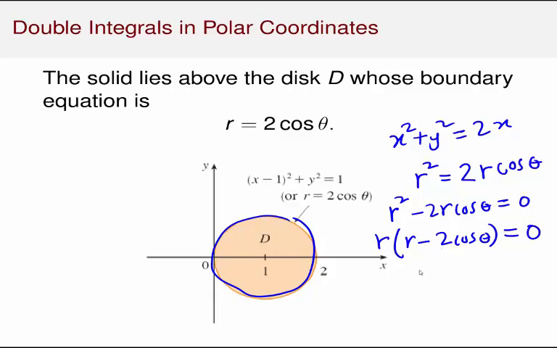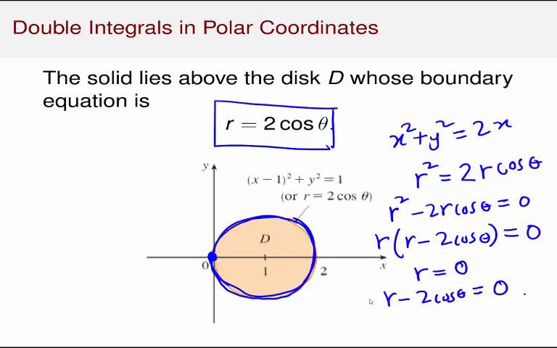Hence, either we have r equals 0, in which case there's only one solution, which is the origin, or we have r minus 2 cosine theta equals 0. In fact, the case r equals 0 can be included inside the second equation, since when theta equals pi over 2, then 2 times cosine pi over 2 is 0. In other words, this equation alone can be used to describe the boundary of our region D.